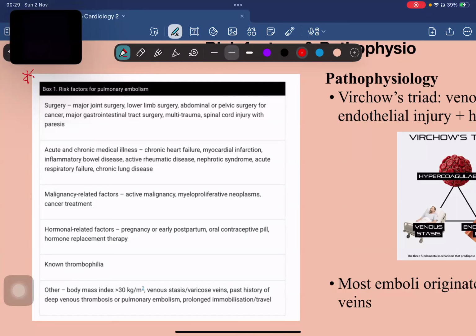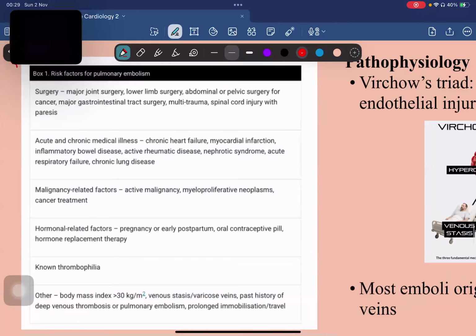Major surgery, like joint surgery, lower limb surgery, abdominal or pelvic surgery, cancer surgery, or any major gastrointestinal tract surgery, or any multiple trauma, spinal cord injury with paralysis. So, any of these would be a risk for pulmonary embolism. And if there are any acute or chronic medical illnesses like chronic heart failure, myocardial infarction, inflammatory bowel diseases, active rheumatic disease, nephrotic syndrome, acute respiratory failure, chronic lung disease, they could also be risk factors for pulmonary embolism.